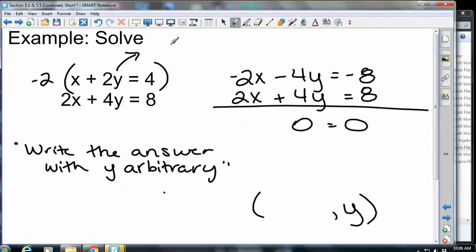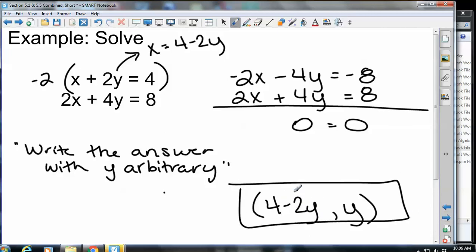Which one do you want to use? Top one. If I solve for x, you just subtract your 2y. So x is 4 minus 2y. So this gives you a description of what all the ordered pairs on that line look like.